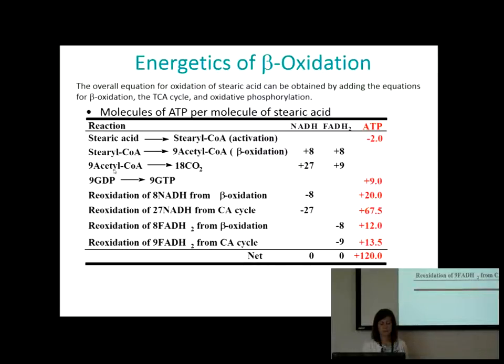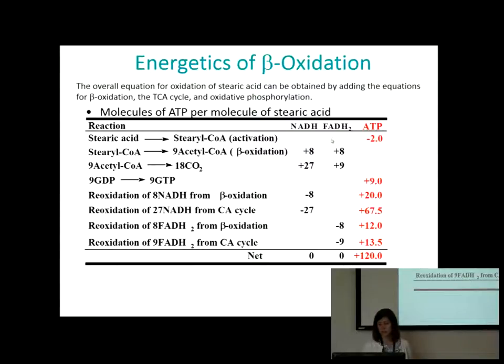Oh, okay. We're only multiplying this by 8. We're only going through beta oxidation 8 times. Okay. But we're going through the citric acid cycle 9 times, to use up all the acetyl-CoAs. Thank you for asking that.